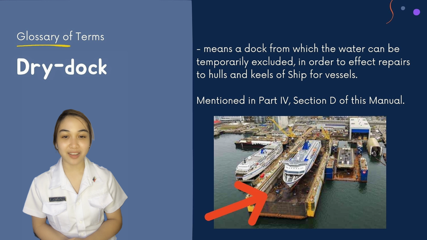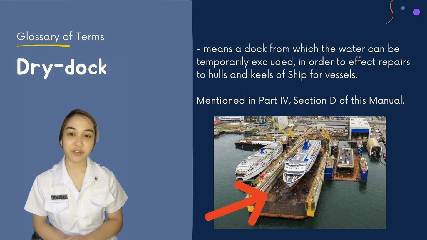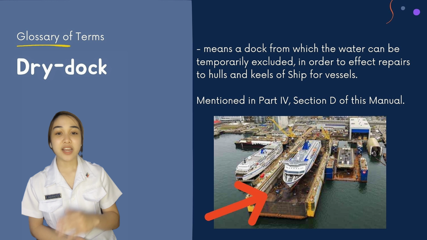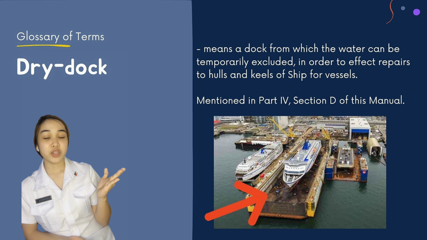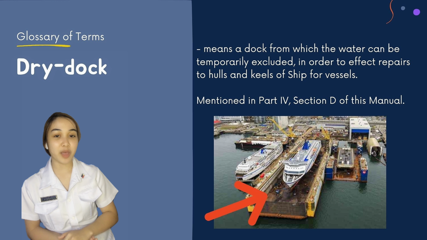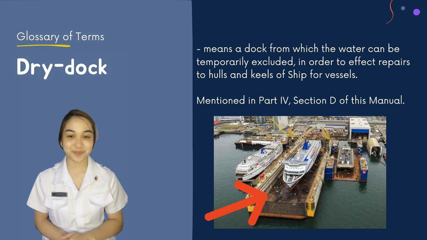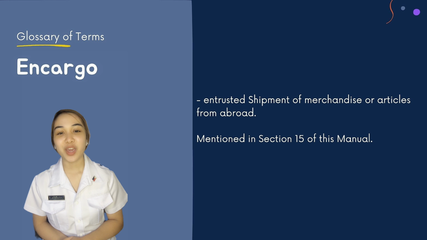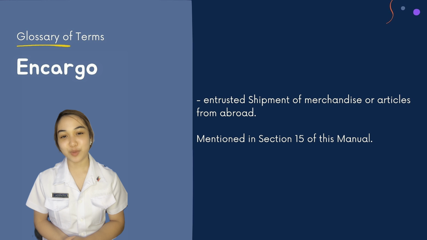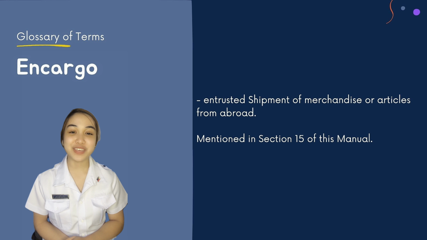Next is the dry dock. Dry dock means a dock from which the water can be temporarily excluded in order to effect repairs to hulls and keels of ship for vessels. Here's an example of dry dock. As you can see, the water is being drained from the ship for them to repair the ship. Next is the in-cargo. In-cargo is the entrusted shipment of merchandise or articles from abroad, as mentioned in section 15 of this manual.